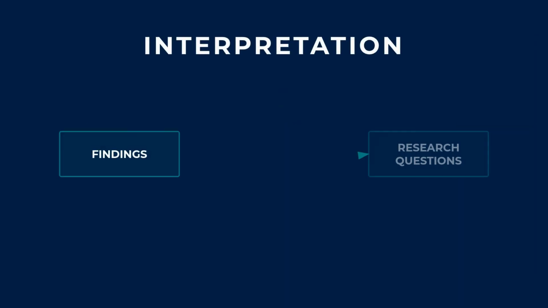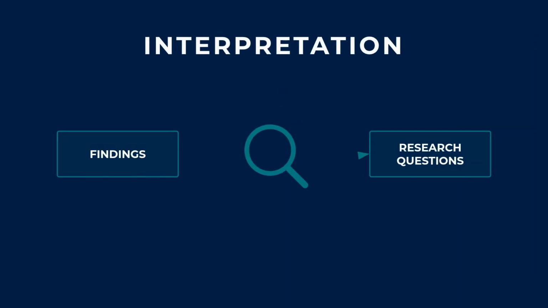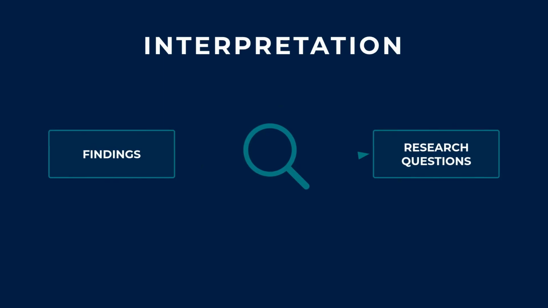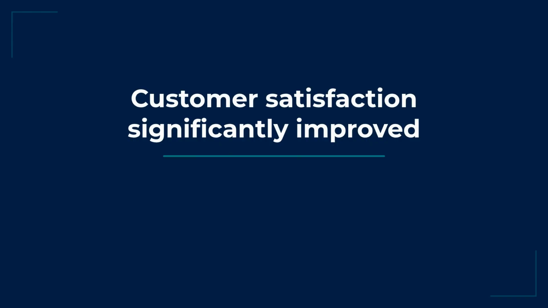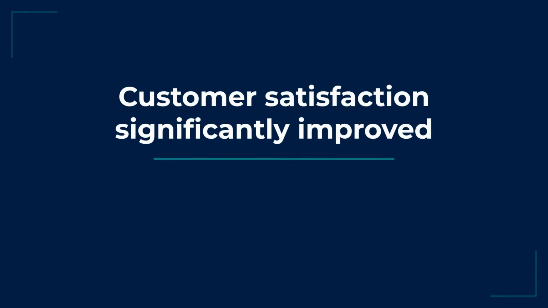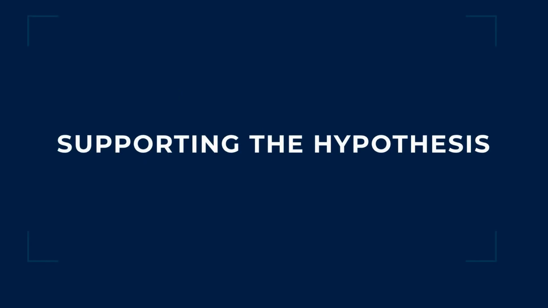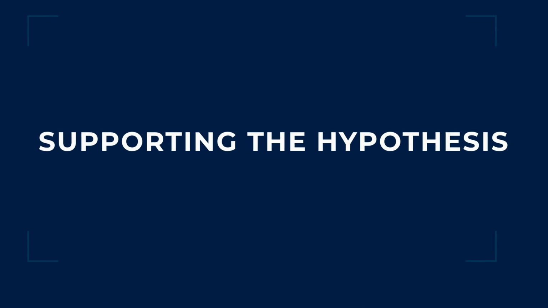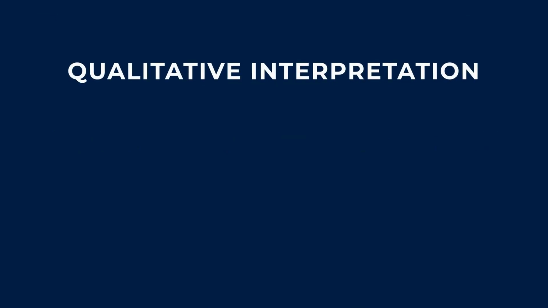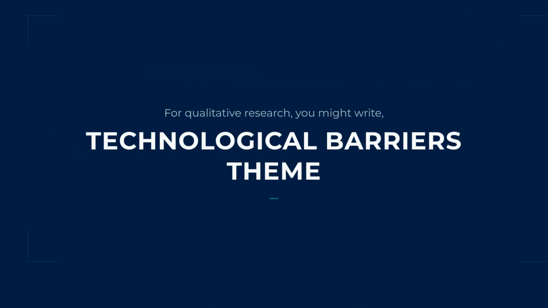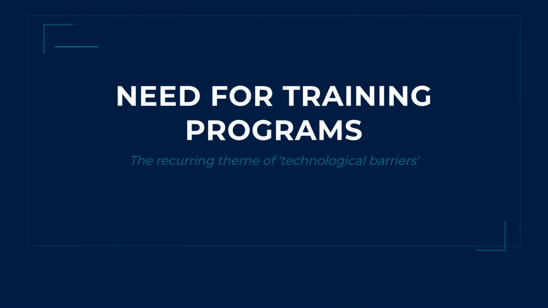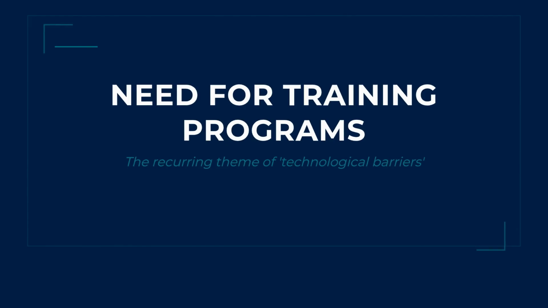The final step is interpretation, where you explain what the findings mean in relation to your research questions or hypotheses. For example, the data suggests that customer satisfaction significantly improved after the introduction of the new policy, supporting the hypothesis that personalized services enhance customer experience. For qualitative research, you might write, "The recurring theme of technological barriers indicates a need for better training programs for teachers adapting to online platforms."